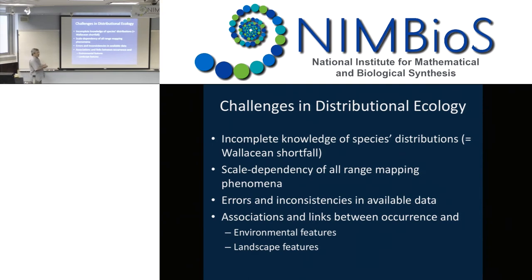A lot of this stuff, as I showed you with the example of Tijuca, is very scale dependent. And so the distribution of a species at one scale may be a very bad depiction of the distribution of the same species at another scale. We definitely have to be conscious of and taking into account at all times errors and inconsistencies in the data. And then at the end of the day, what we want to do is get to these associations and links between where a species is and features of its environment and its landscape. Okay, and that's where we kind of get into this idea of niche modeling.